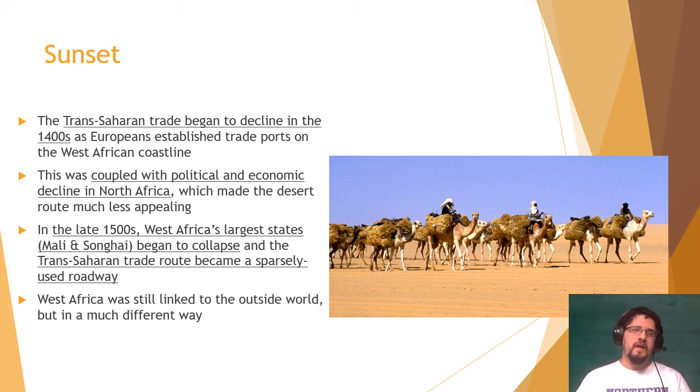And in the late 1500s, West Africa's biggest states, the Mali and Songhai empires, begin to collapse. They begin to go into a sharp decline, and the Trans-Saharan route becomes a much less used trade route. Now, this is, of course, not the end of West Africa's linkages to the outside world. Not at all. We'll see how they are still linked to the outside world a couple of units from now. But for now, what you need to know is that by the late 1500s, the Trans-Saharan trade route was pretty well in decline, and it's never going to become as active of a trade route as it was back then.